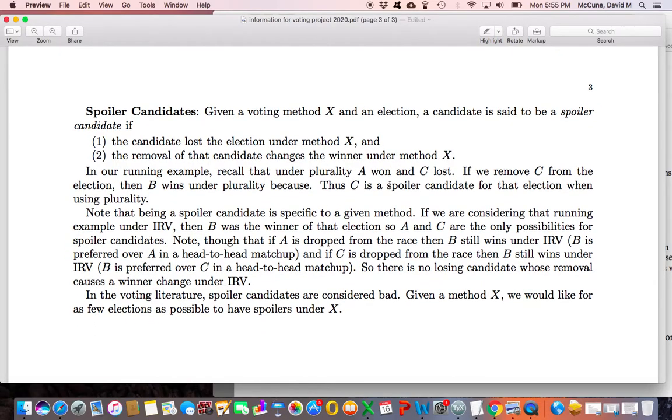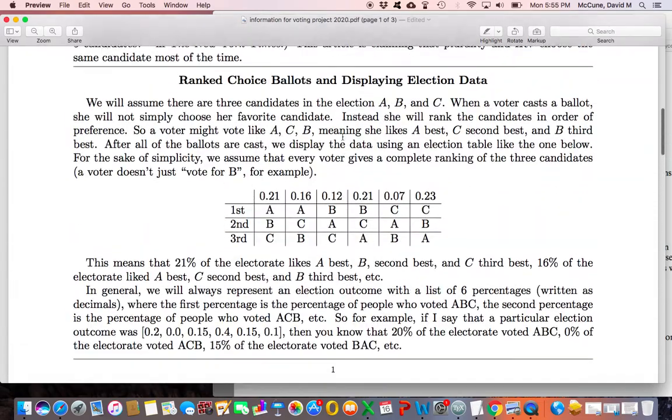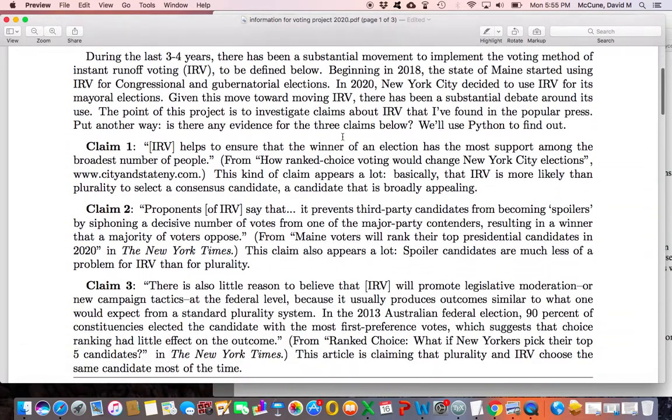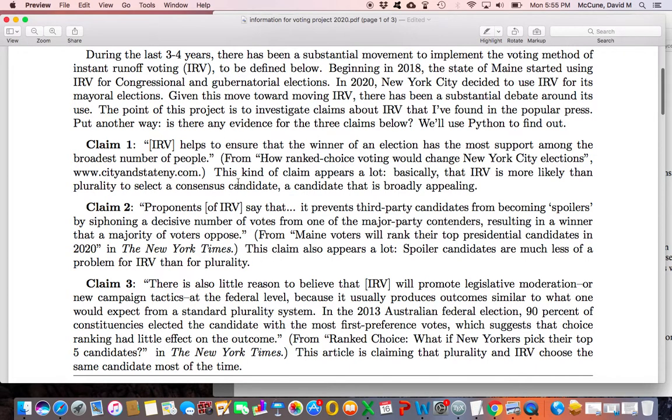In the final video setting up this project, I just want to briefly go over the coding requirements to answer the questions at hand here. We're going to investigate these 3 claims. That's what we're trying to do.